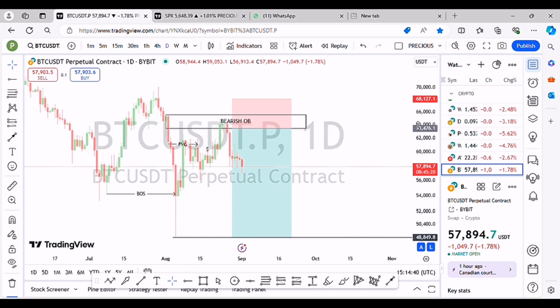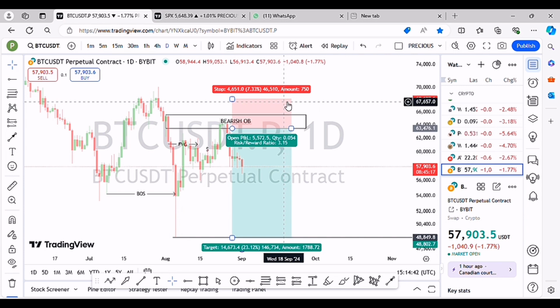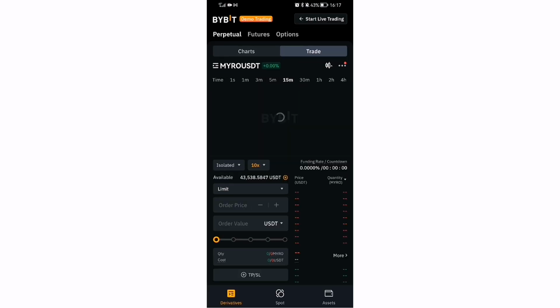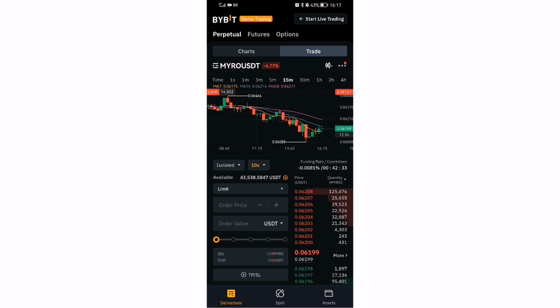Then you can do a reward ratio, maybe 1:1 or something, but this one's reward ratio, let me see. This one's reward ratio is 3. So now we'll go to Bybit, right? Because we've gotten our stop loss, we've gotten our TP, which is our target profit, and we know our entry price. Now we are supposed to calculate our position sizing.